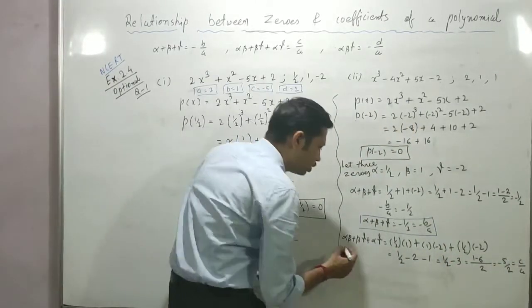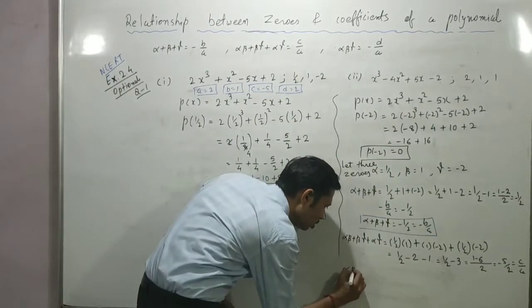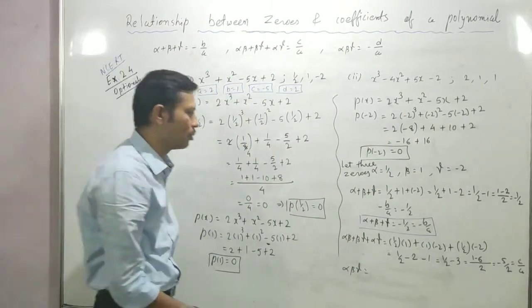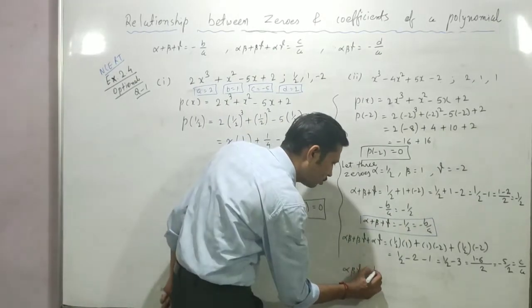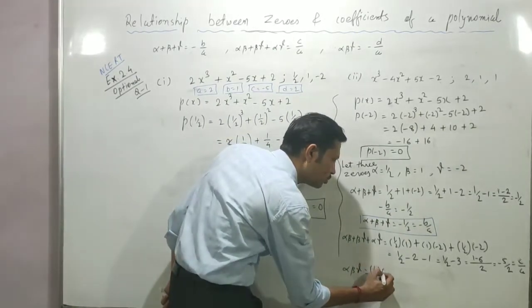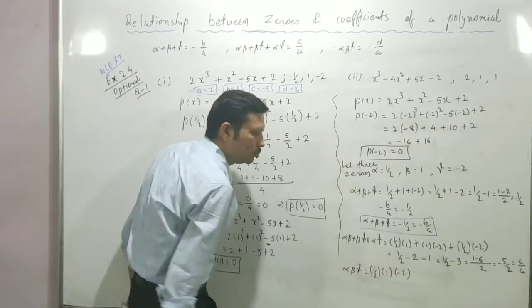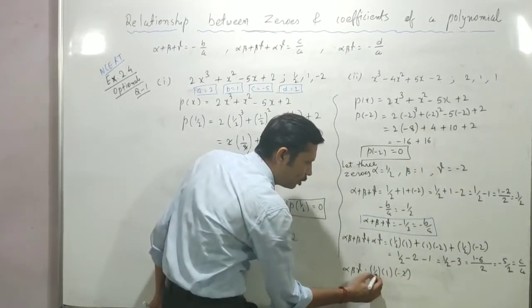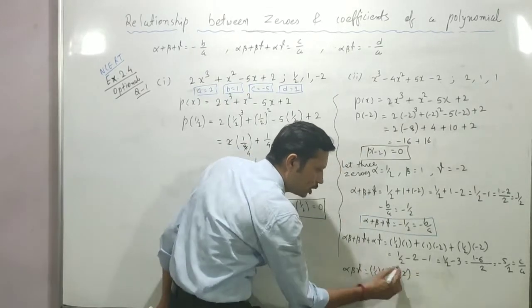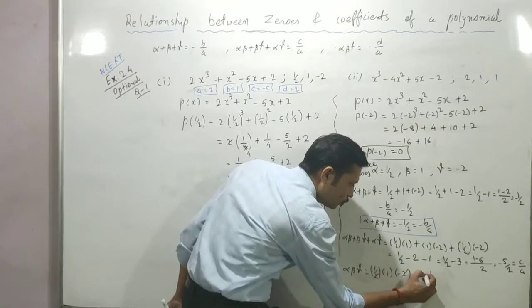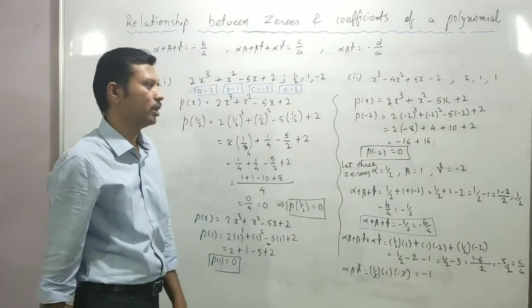And at last, the product of the zeros, that is alpha into beta into gamma. Alpha is 1 by 2. Beta is 1. Gamma is minus 2. Okay. The 2 will be cancelled out. What is left? Nothing is there. So 1, and the minus sign only one time. So the product is minus 1.